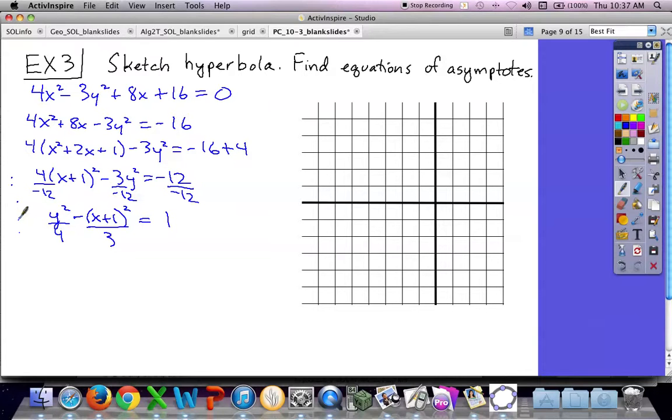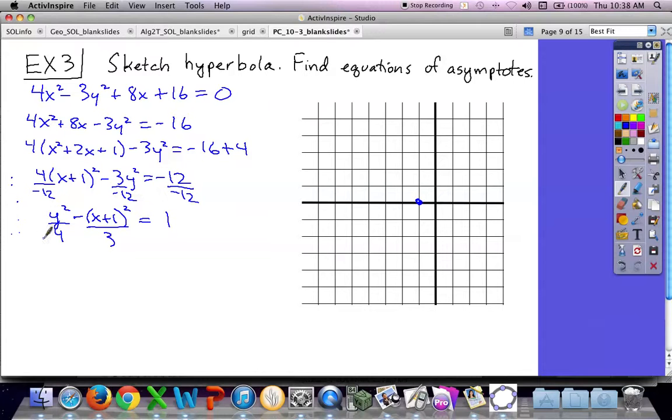Okay, so what is the center? Negative 1, 0, right? It's x, whatever is subtracted from x, that's the h, right? So it's negative 1, 0. Is it horizontal or vertical? Vertical, because the positive term is y, right?